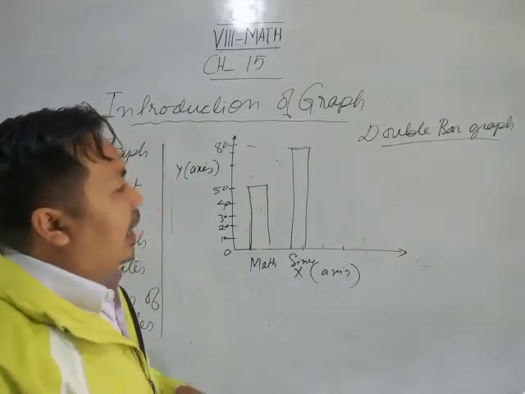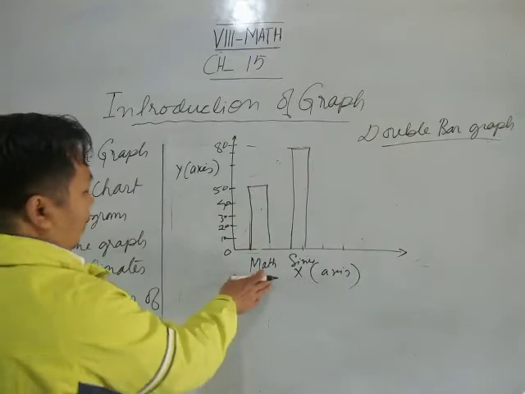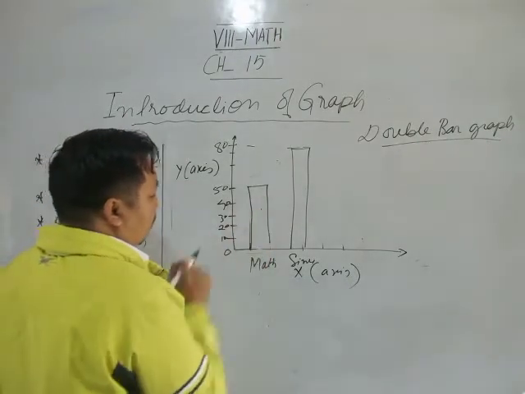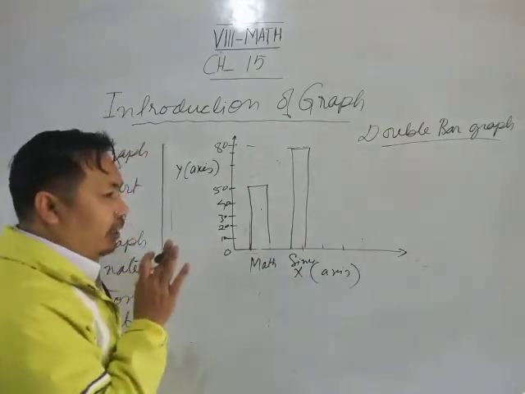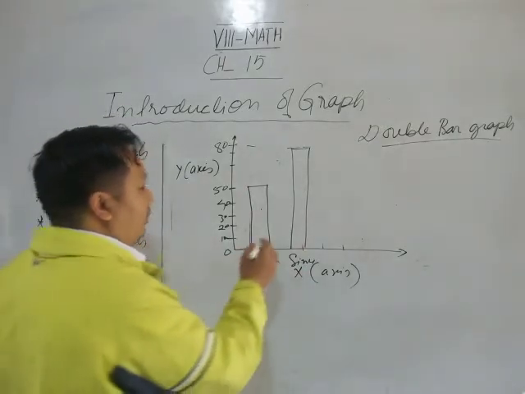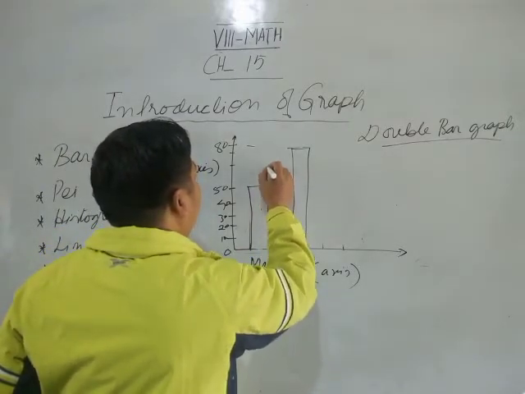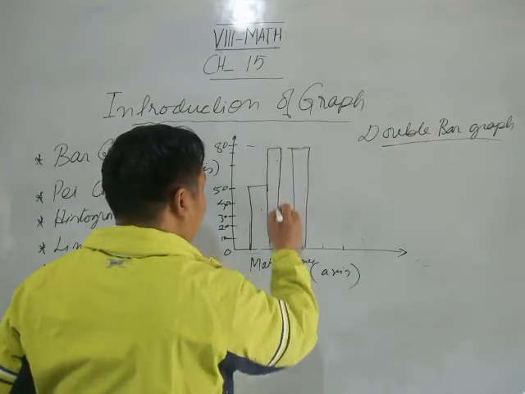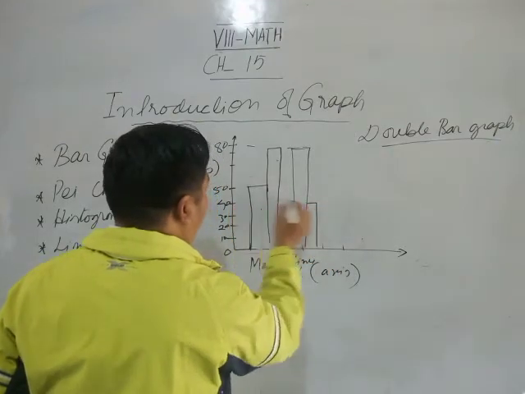Normally the maths is low, isn't it? In all the exams. So this information is telling you about the marks of the maths and the science. The marks of the maths is 50 and the marks of the science is 80. So this is for the half yearly. In the final, for example, you have increased the maths mark up to 85, and science will come down to some other 40.